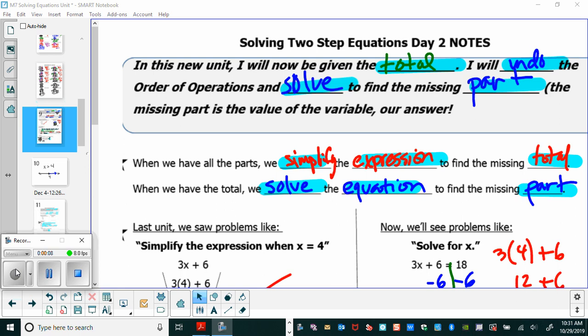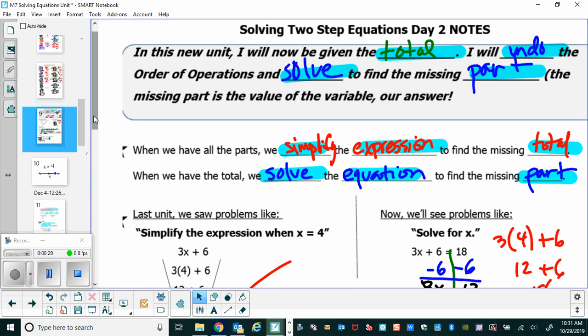So at the top of page 7 here, we've got that in this new unit, I will now be given the total. Okay, I'm now giving you the total. That's the whole point. I will undo the order of operations and solve to find the missing part. The missing part is the value of our variable, which is our answer. Okay? I cannot say this enough, folks.